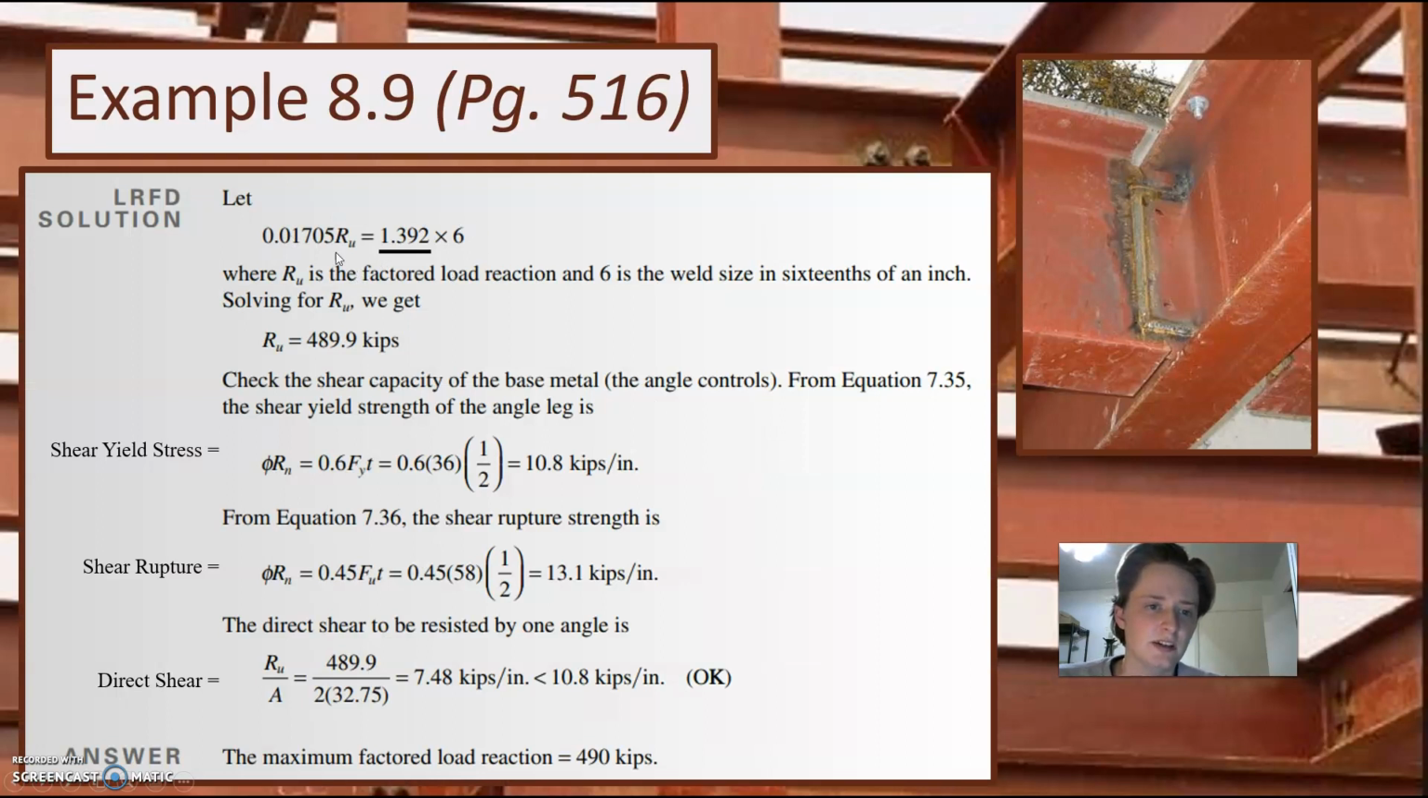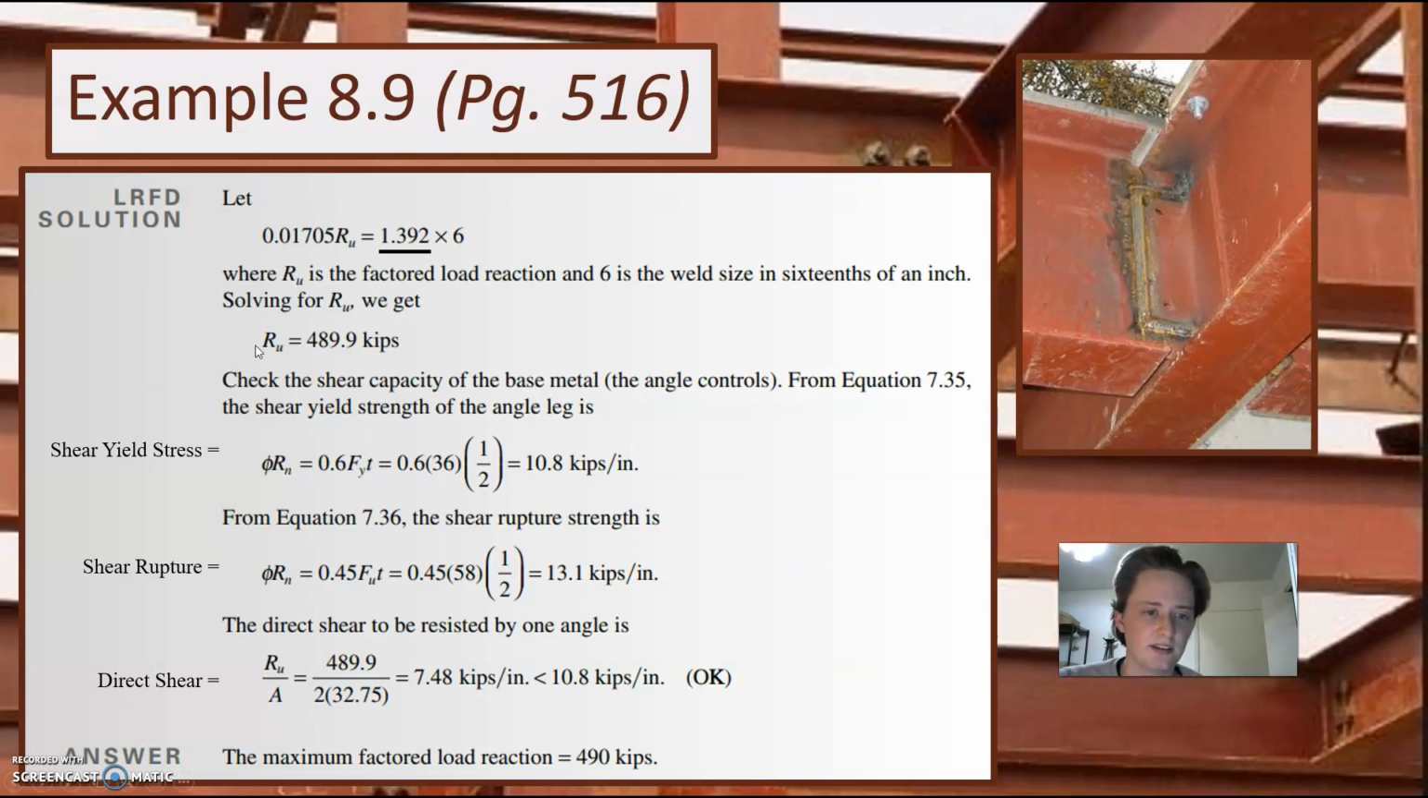And so what we're saying here is we're going to make this required stress equal to this other side, which we don't know what that is yet. So what that is, this 1.392 is a constant, and we combine that constant with the weld size, and that is going to give us a weld strength. So that constant combined with your weld size is your weld strength. So we're going to equal our required stress with our weld strength. We're going to solve for RU, and from that we're going to get a maximum factored load reaction.